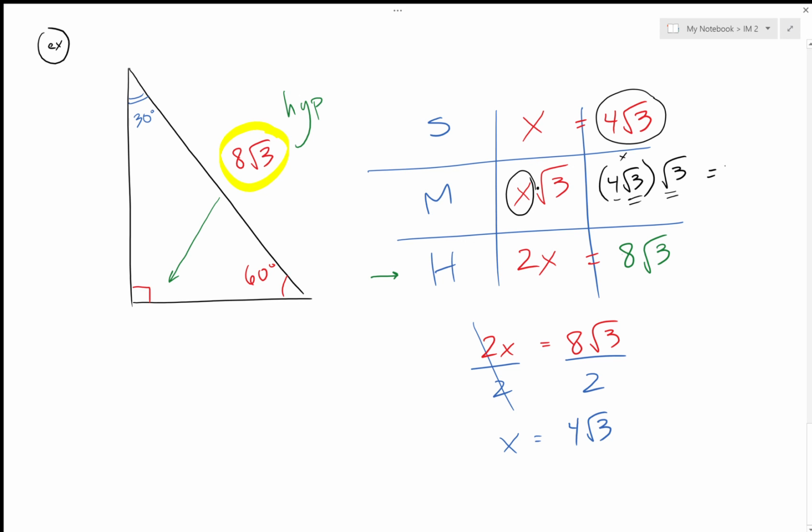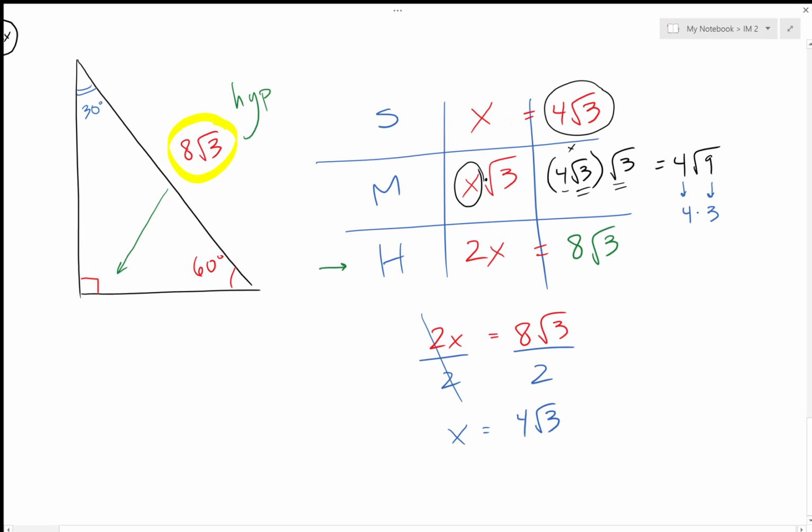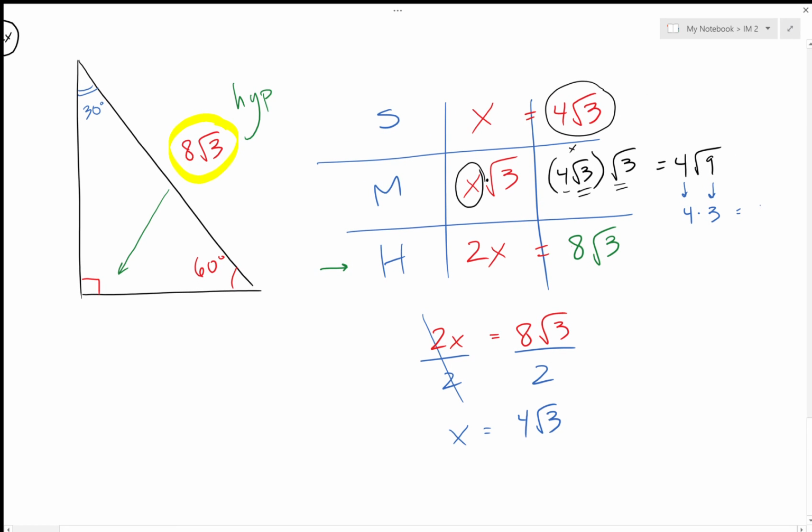So let's see what happens. The 4 has nothing to go with it, so that's just a 4. Square root 3 times square root 3, that's a square root 9. 3 times 3, 9. But isn't the square root of 9 going to be a regular 3? Yes, it is. So that's a regular 3. But we still have this 4, and they're connected by multiplication. So scrolling this way a little bit, 4 times 3 gives me a 12. So this one actually worked out to a nice value. So I'll go ahead and mark these. That's your medium side. That's your hypotenuse side. All right.